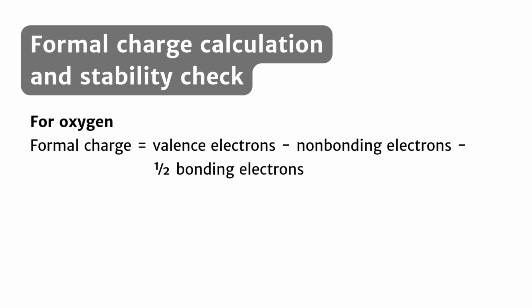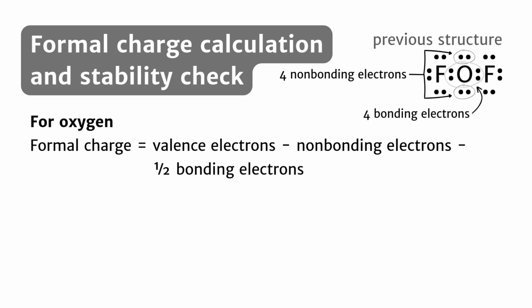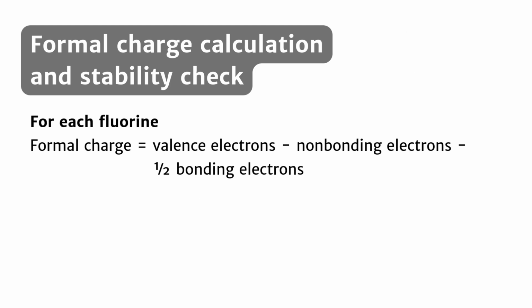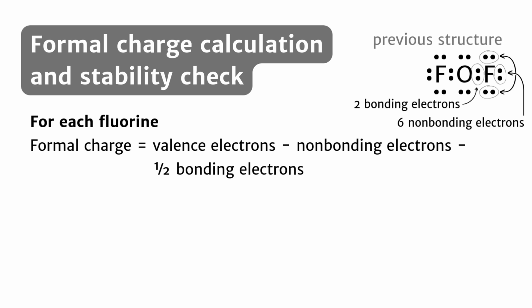For the oxygen atom, valence electrons equals 6, non-bonding electrons equals 4, and bonding electrons equals 4. So, the formal charge will equal 6 minus 4 minus half multiplied by 4, which equals 0. For each fluorine atom, valence electrons equals 7, non-bonding electrons equals 6, and bonding electrons equals 2. So, the formal charge will equal 7 minus 6 minus half multiplied by 2, which also equals 0.